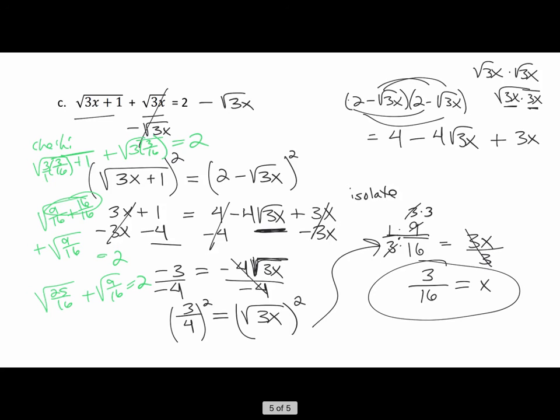And so the square root of 25/16 is 5/4. Square root of 9/16 is 3/4. And that should equal 2, does it? Add the numerators, 8/4 equals 2. Yes, it does. So that means we do have a proper solution here. This is the solution to this equation.